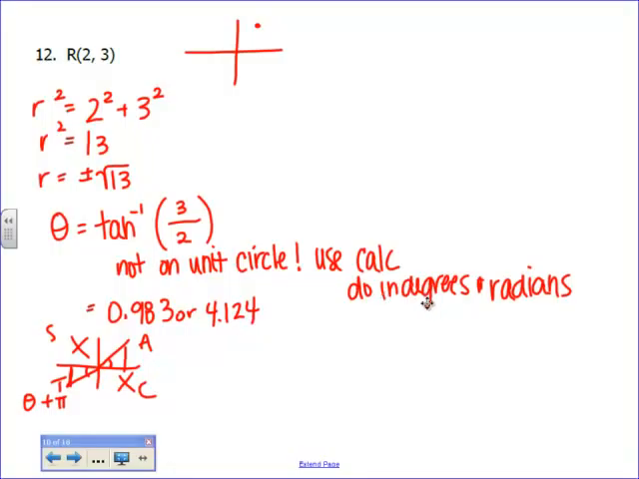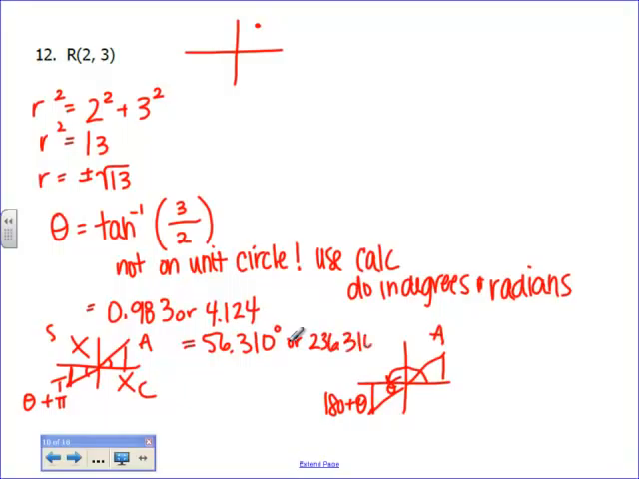Then I'm going to use my calculator to do this in degrees. And in degrees, when I plug it in, my calculator gives me 56.310 degrees. So if I think about that being plotted, that's also a first quadrant angle because your tangent value was positive. It's also positive in the third quadrant. Okay, so I need to think about this being 180 degrees plus that theta. So I'm going to add 180 degrees to that 56, and I'm going to get 236.310 degrees.